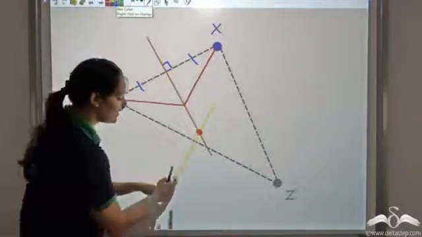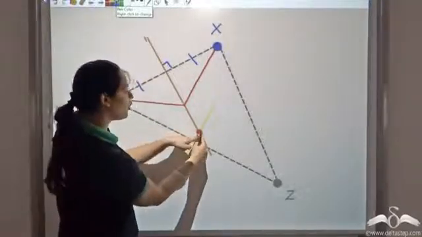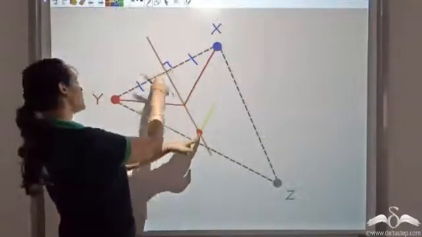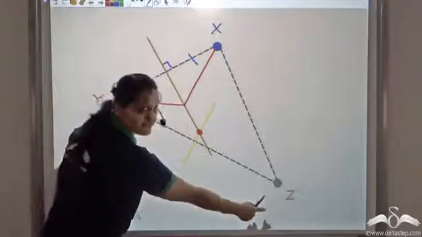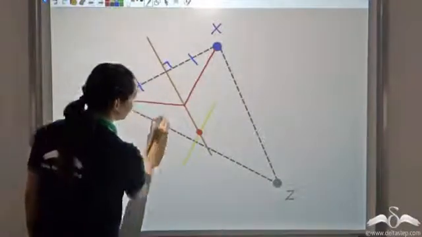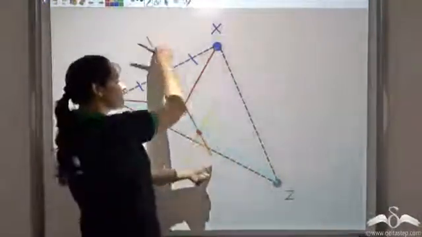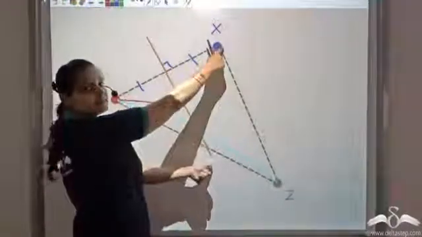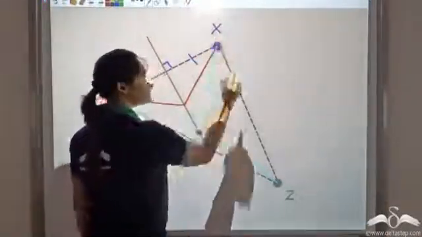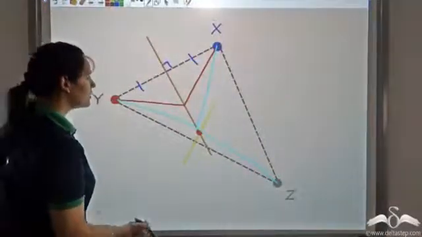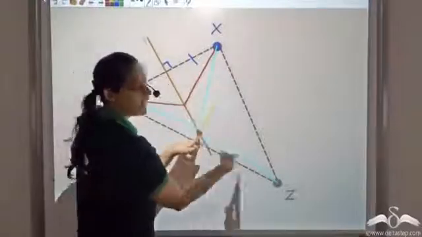This point lies on this yellow line, which is the perpendicular bisector of YZ, and this red point also lies on the orange line, which is the perpendicular bisector of YX. So since it lies on the perpendicular bisector of YZ, it would be equidistant from Y and Z. But since it also lies on the perpendicular bisector of YX, it should be equal from Y and X. So I get that this distance should also be equal. So now what I see is that this point is actually equidistant from Y, X and Z.